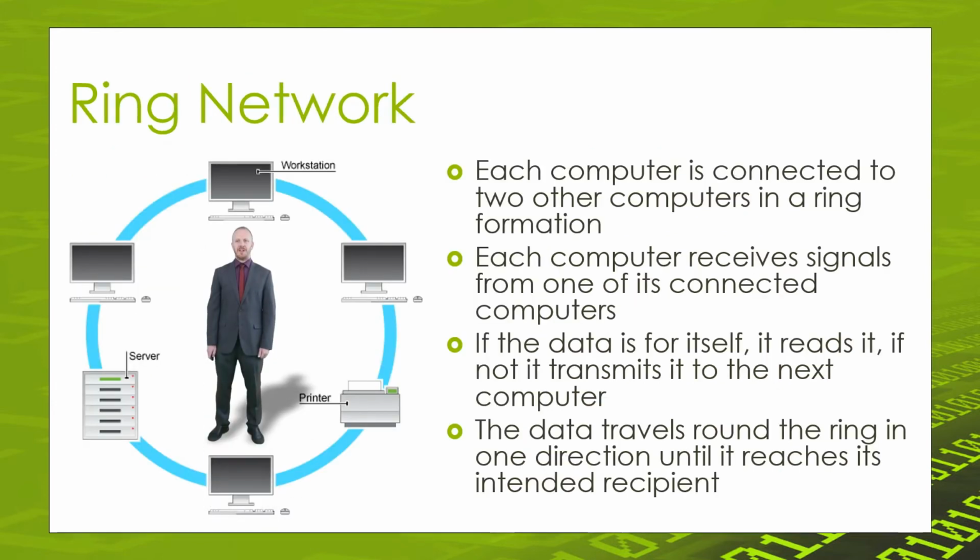The next topology, which addresses some of the issues with a bus network, is called a ring network. In a ring network, each computer is connected to two other computers to form a ring. Each computer transmits along one wire and receives from the other. The data travels round the ring in one direction until it reaches its intended recipient. Every time a computer receives some data, it checks who it's intended for. If it's for itself, it reads it, otherwise it just passes it on.